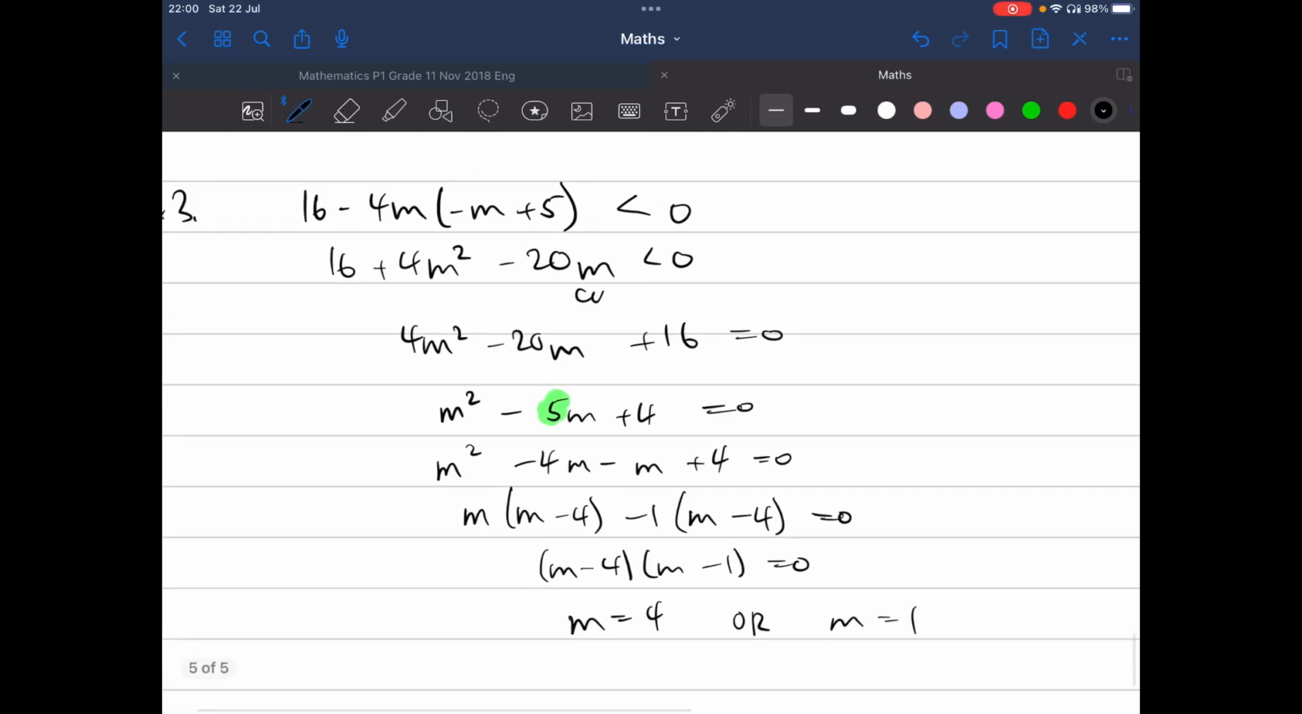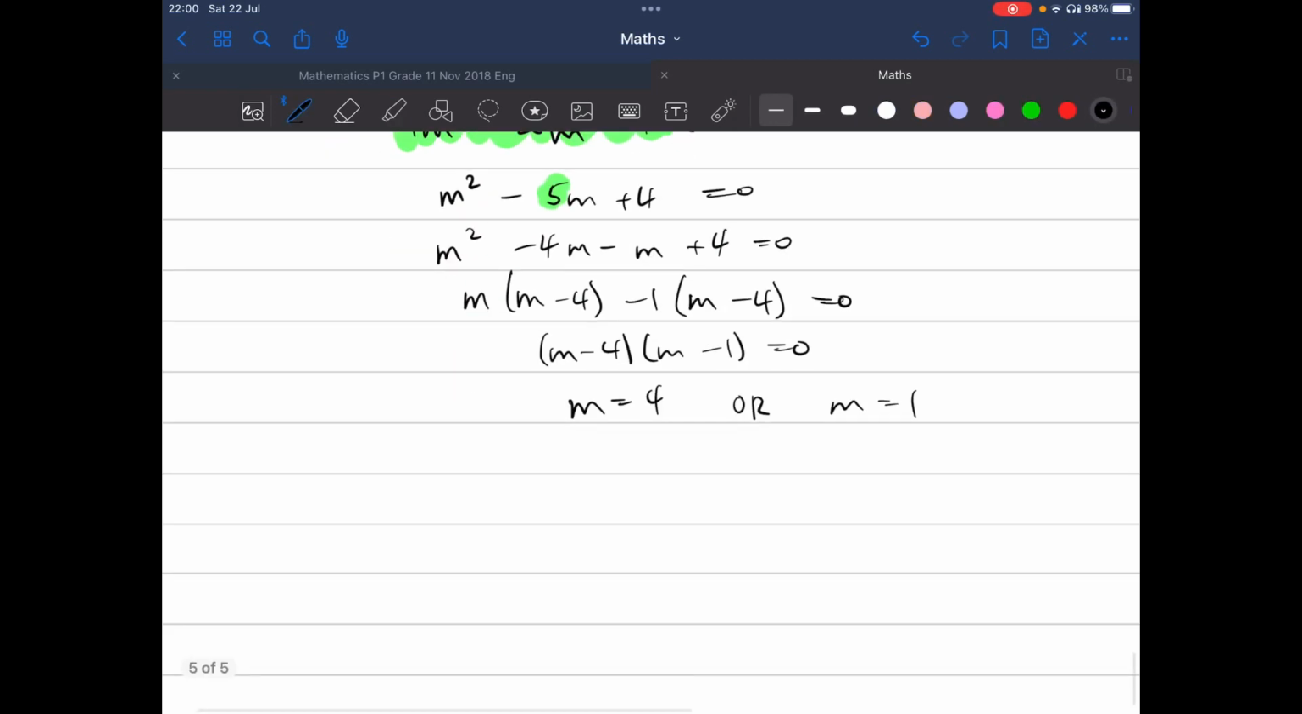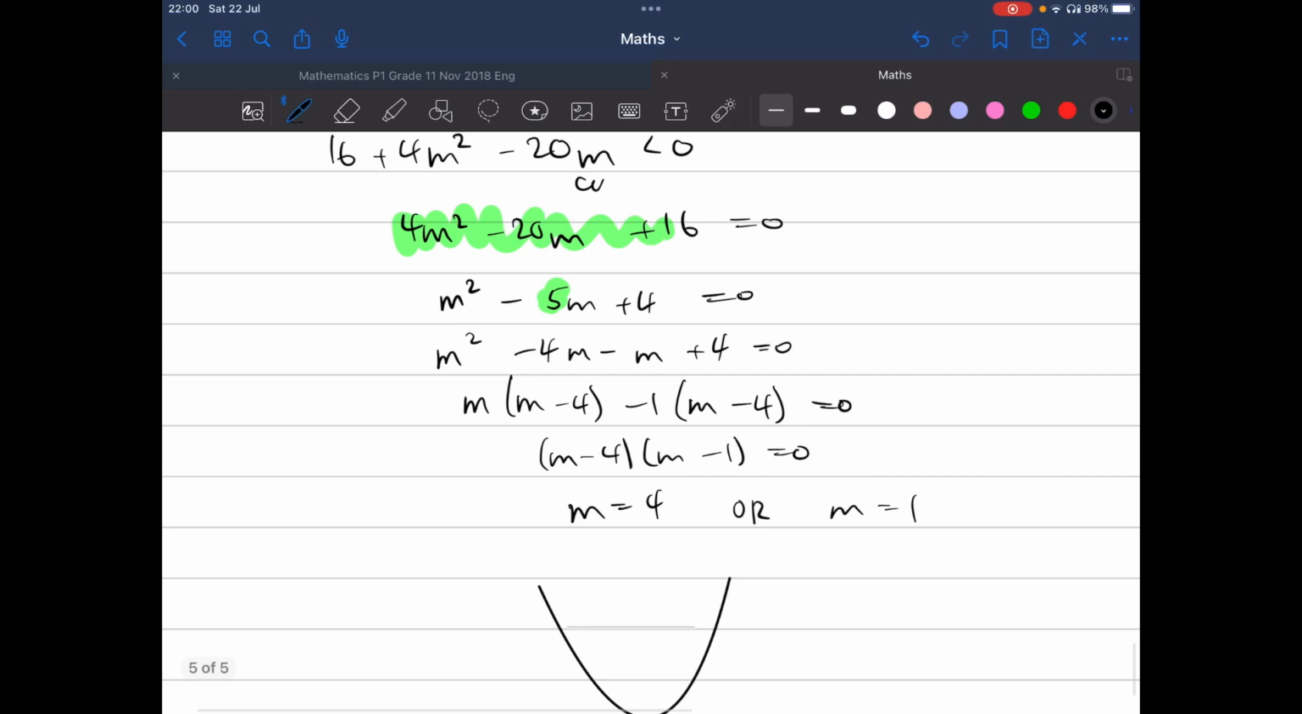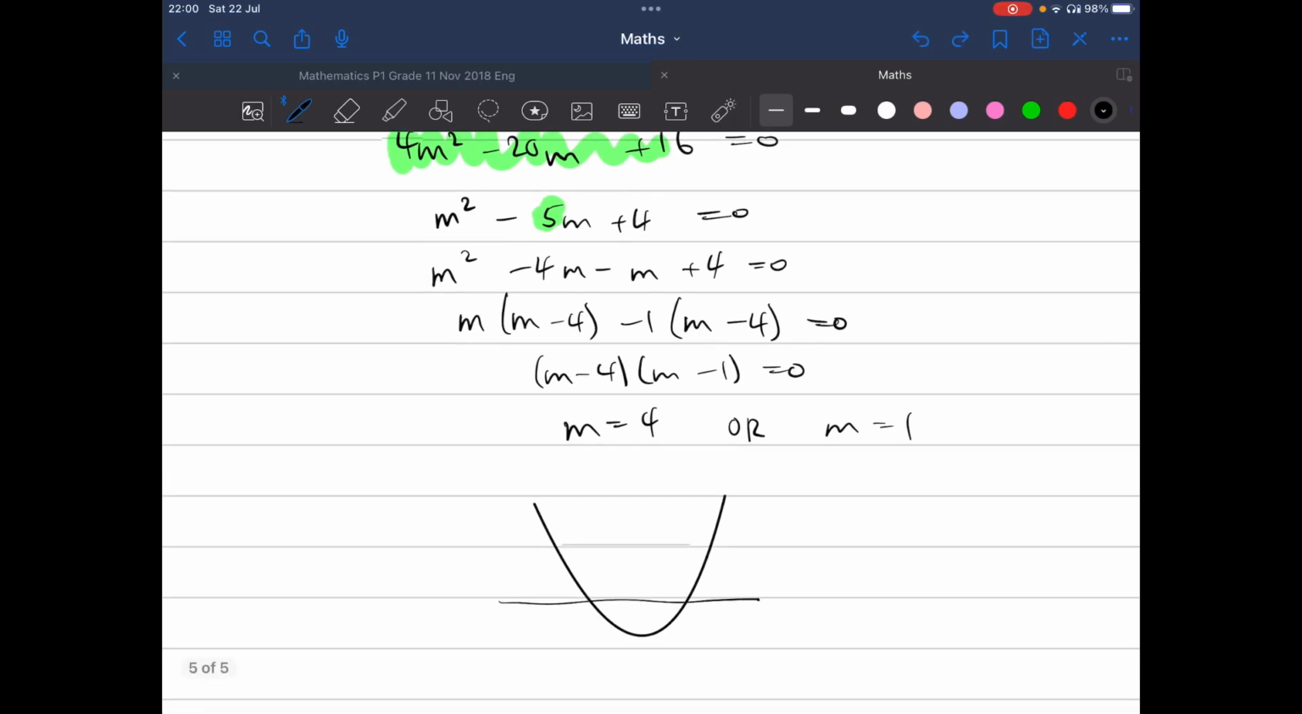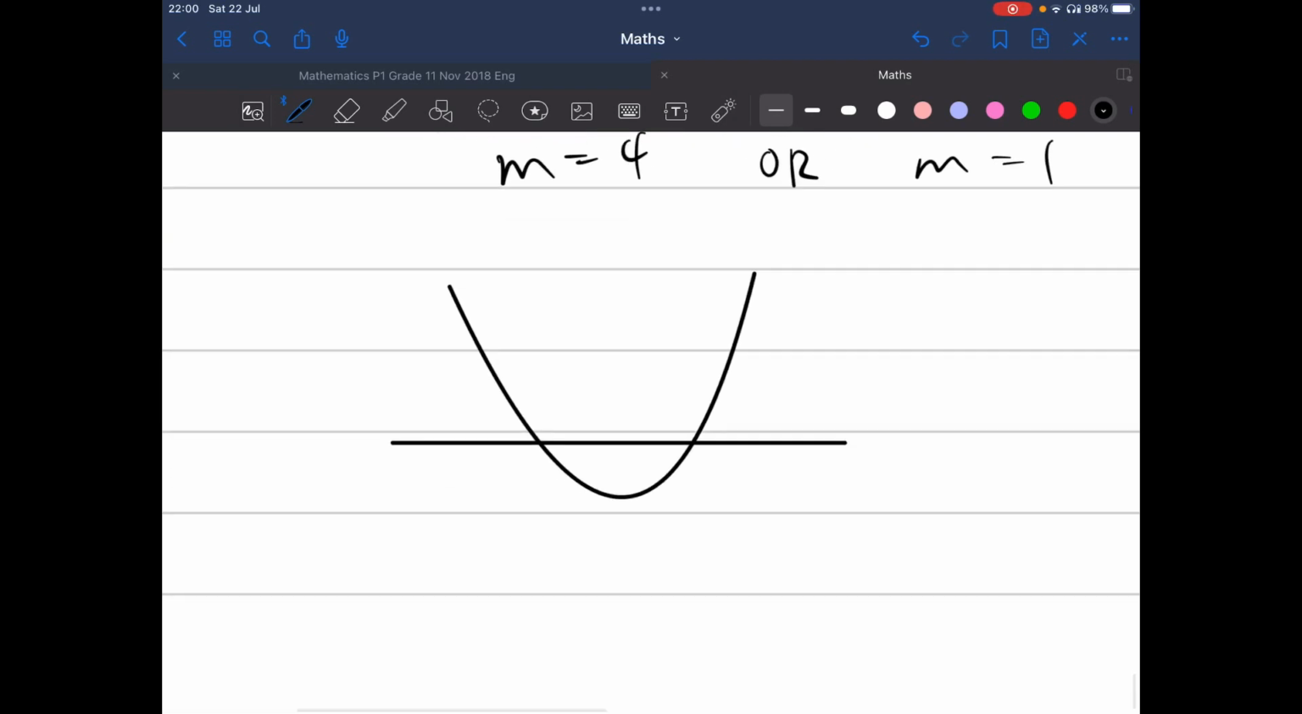Now again, let's look at this here. What is this? This is an upwards facing parabola, a concave up parabola, because I have a positive coefficient of m squared. Okay, let's drop in our x-axis. And again, where is it equal to 0? When we are at the x-intercept. So this is at 1, this is at 4.